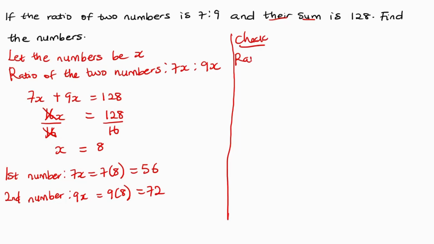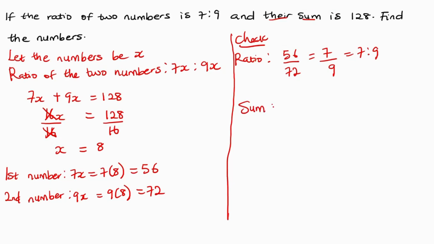So guys, let's simply check this right here. For the ratio of the two numbers, which is 56 over 72 in fraction form, now let's simply reduce this to its lowest term. We think of a number that can divide both of them, and that is 8. 8 into 56 is going to give us 7. 8 into 72 is going to give us 9. And this is 7:9. So the ratio of these two numbers is 7:9.